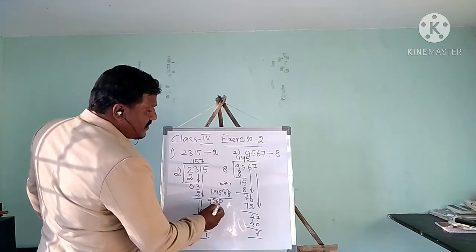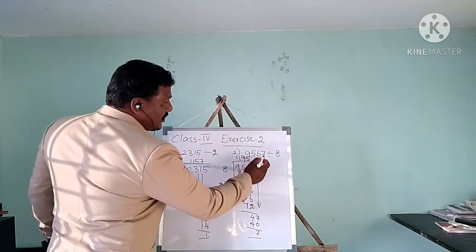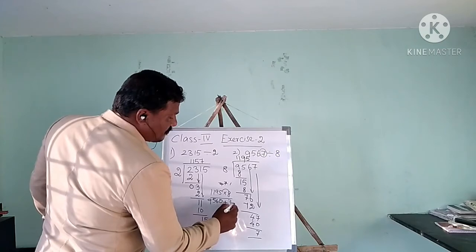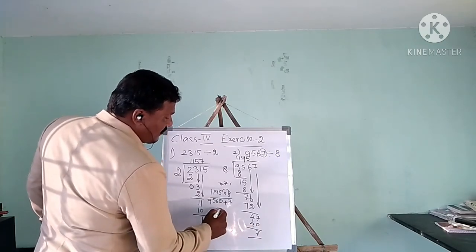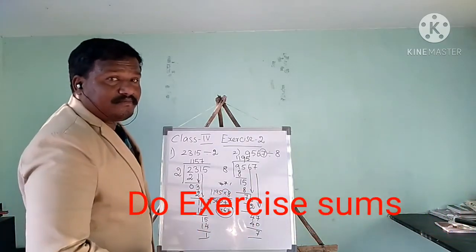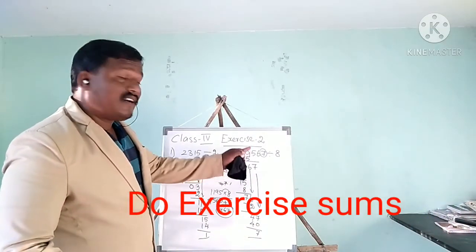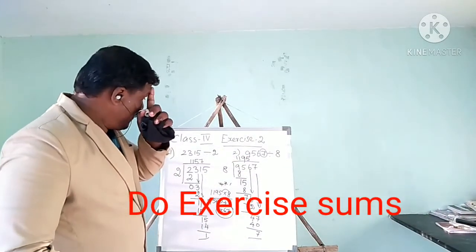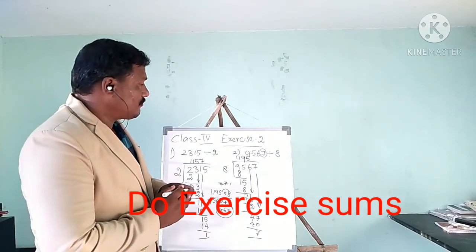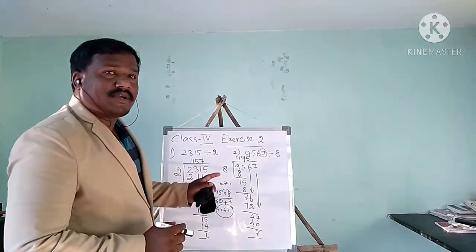See, 9560. The remainder is there, na? So we have to add it, plus 7. So 9567 is the dividend. We got the proper dividend. So our answer is correct. Okay, this is the way you can find out the answer and you can check your answer also.